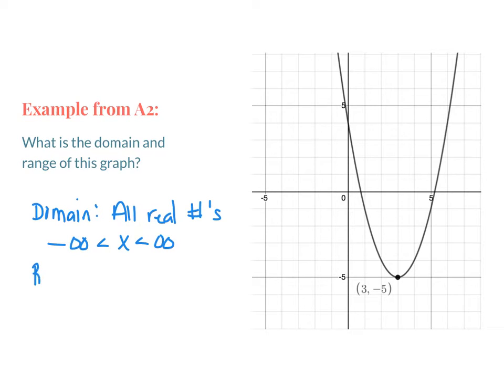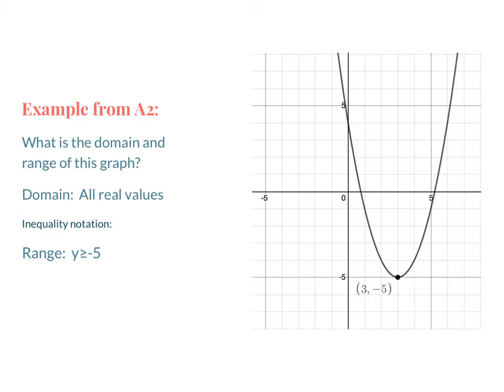When we look at the range, it is the set of y values that works for the particular function. Looking at the fact that -5 is my smallest y value, I would say y is greater than or equal to -5. If I wanted to, I could label these again in Algebra 2 using inequality notation.